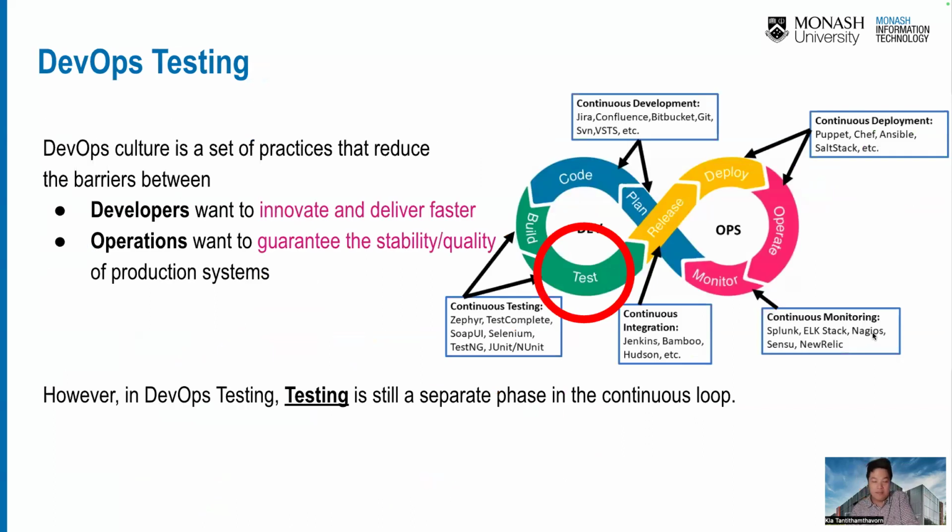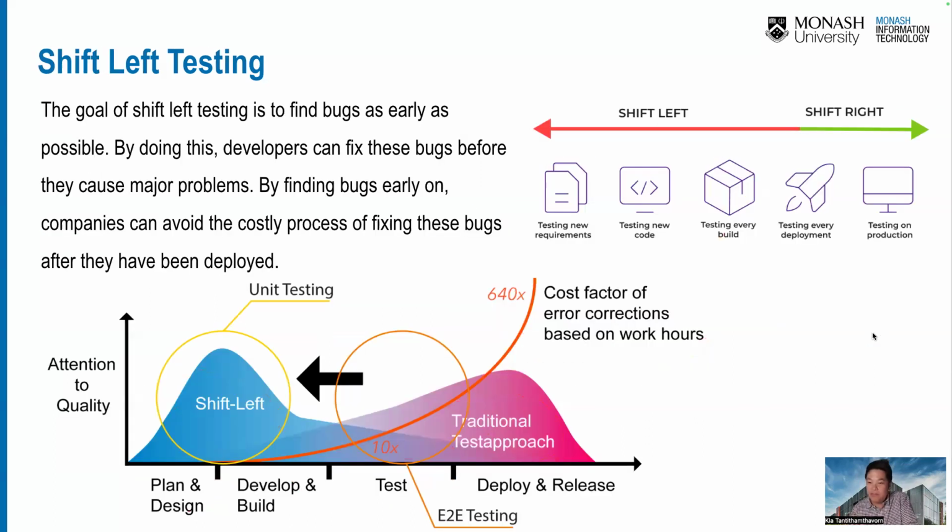DevOps testing, what does it mean here? When we do the chiplet testing, it's not continuous, as I mentioned before. Nowadays software is released continuously. We deploy the new features continuously.